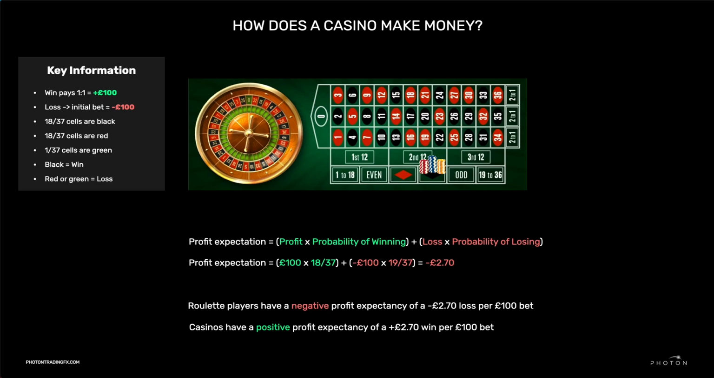Now in America, they actually have 2 green zeros on the roulette wheel. So if you are going to go and play roulette, you're actually better off going to Europe to play, where there is only 1 zero and the odds are slightly higher on the tables there.